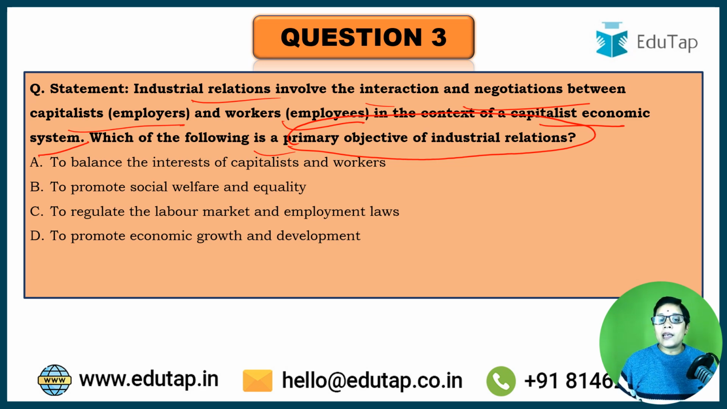So in this case, when it comes to the industrial relations, the main objective of that is to balance the interest of capitalist and workers. दोनों को balance ले, तो ऐसा नहीं कि बिल्कुल workers की तरफ है या फिर सिर्फ employees की तरफ है, no. So here A is the correct answer.